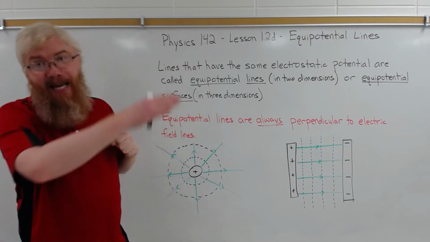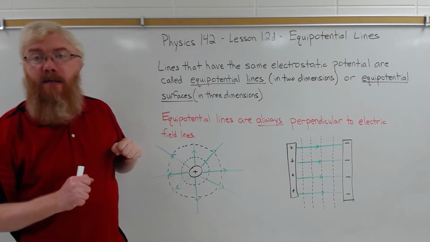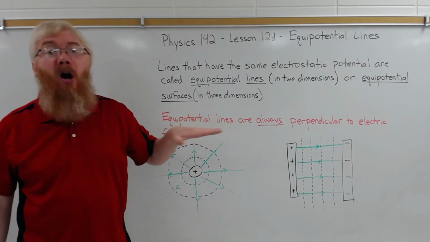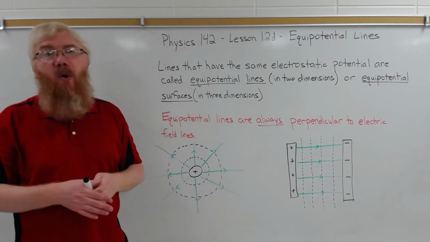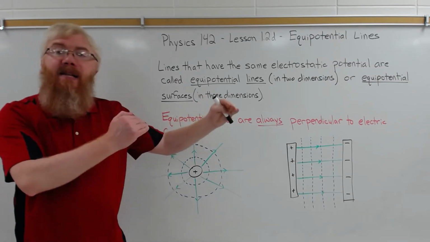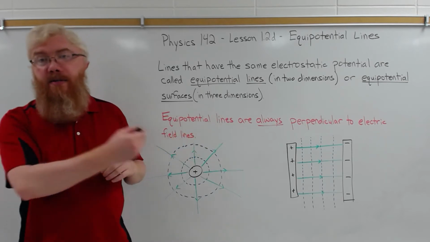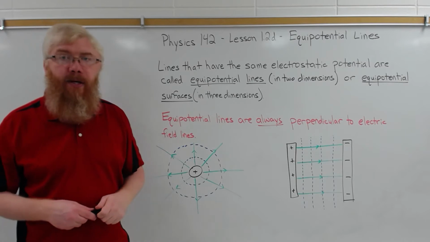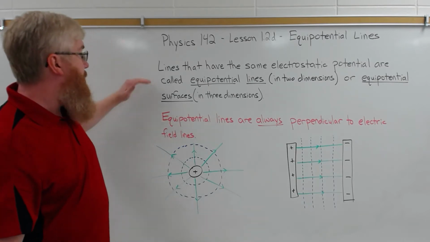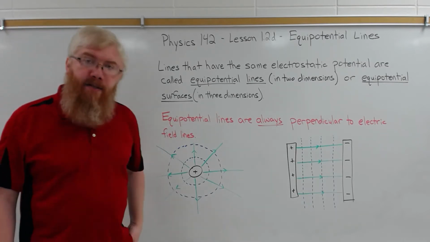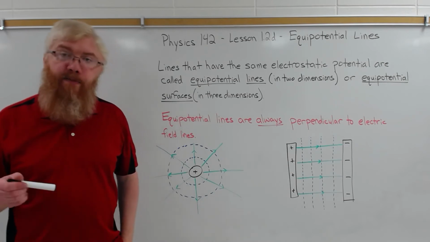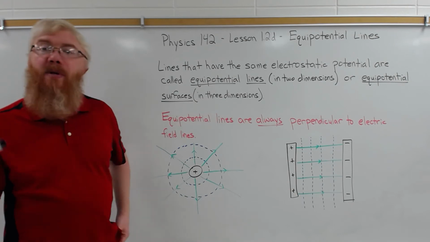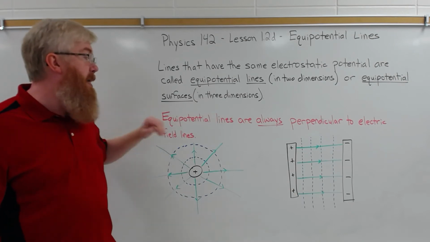It might roll down the hill towards lower potential, but it won't roll along the path because there's no height difference along the path that would cause it to change gravitational potential energy into kinetic energy. So, equipotential lines are always perpendicular to electric field lines. So another relationship between equipotential lines and electric field lines.